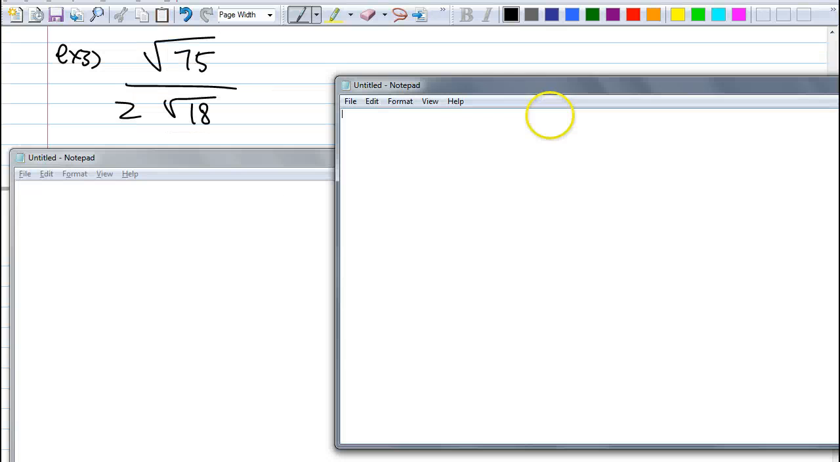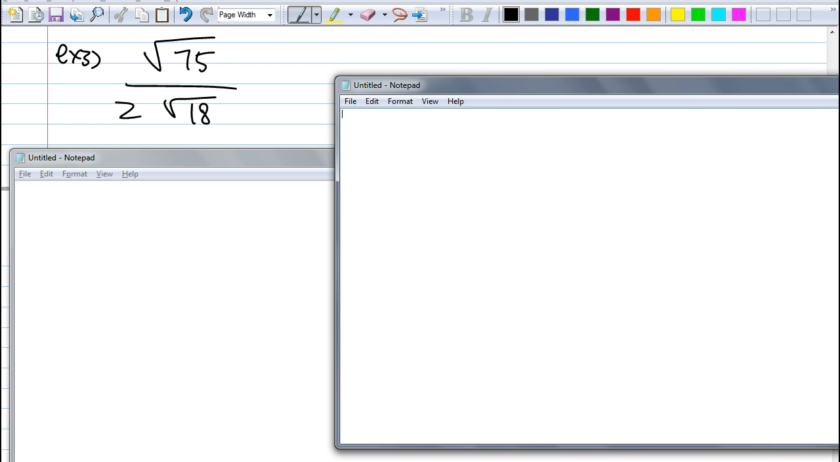I'll give you time. Okay, let's go on to example 3. Take a look at example 3. Square root of 75 over 2 times square root of 18. All right, what should we do in this sort of problem? Anybody have any idea? Should I rationalize the denominator right away? Not quite. Why not? Yes, because there's a radical at the bottom. So should I multiply top and bottom by square root of 18?